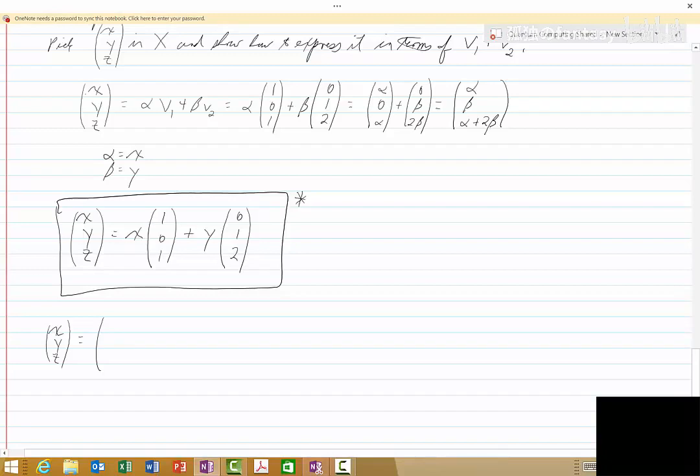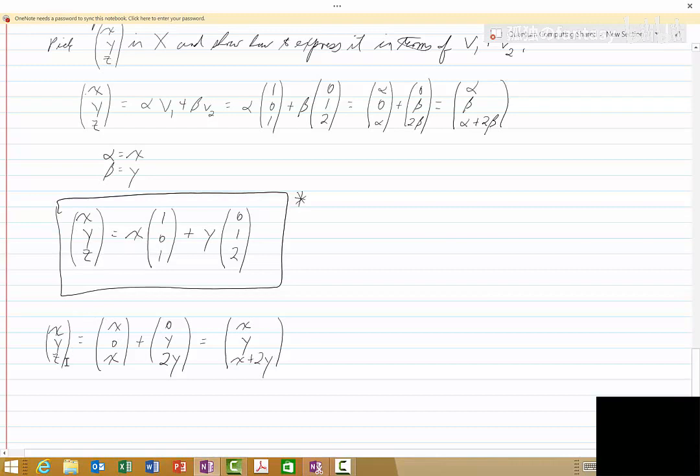Well, x times 1, 0, 1 is x, 0, x. And y times 0, 1, 2 is 0, y, 2y. And so when we add those together, we get x, y, x plus 2y. And so clearly we see that the first component works out. Clearly we see that the second component works out. But what about this third component? We have z on the left-hand side. We have x plus 2y on the right-hand side.